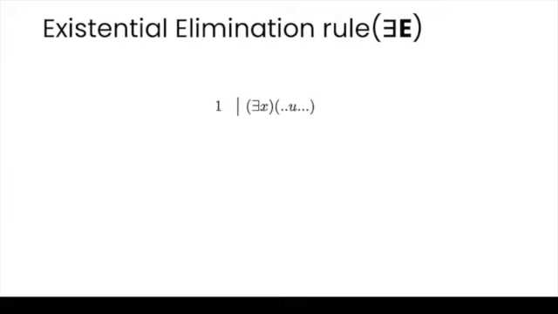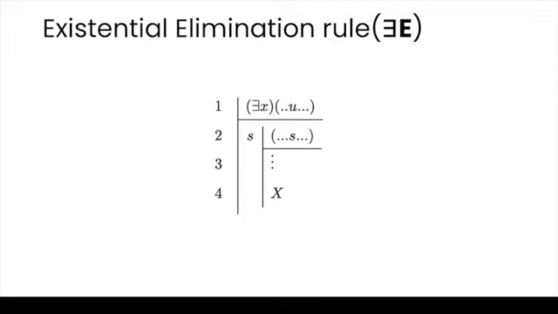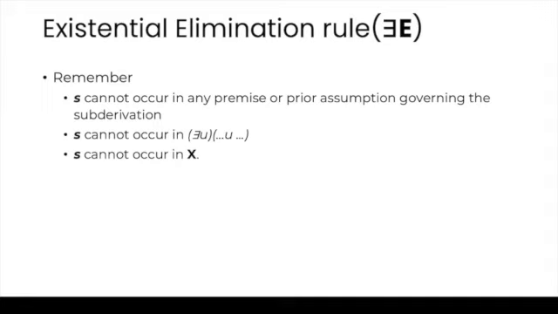In the form of a diagram, here you have, on line 1, the existential sentence you're going to exploit. Then you start a subderivation with a substitution instance of 1 as an assumption, with the name S. Then, on the force of this assumption and further valid logical operations, you end up with conclusion X. At which point, you close the subderivation and copy the last line onto the next one, now in the outer derivation. The justification is existential elimination, and the lines you cite are those that include the existential sentence you exploited, and those lines comprised by the subderivation. So remember, S cannot occur in any premise or prior assumption governing the subderivation.